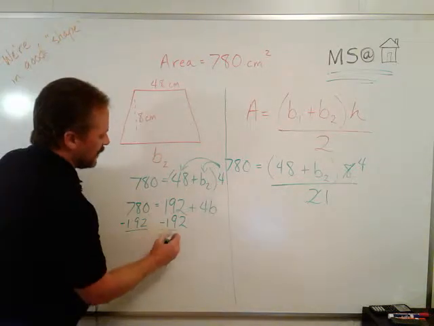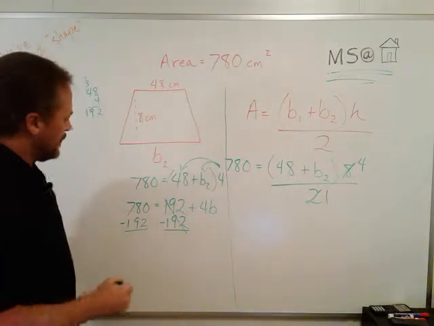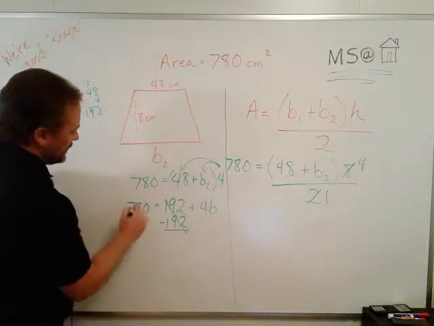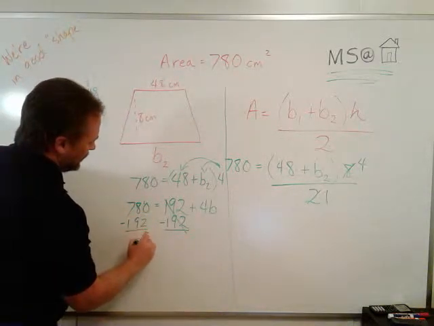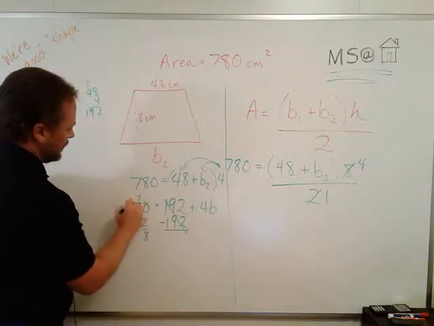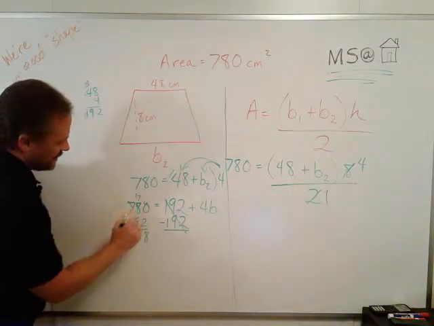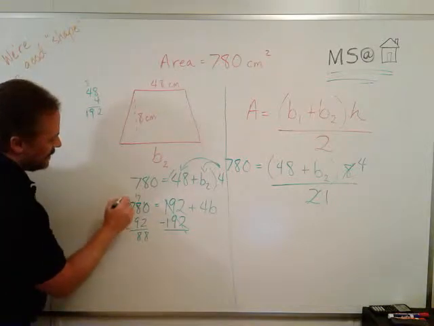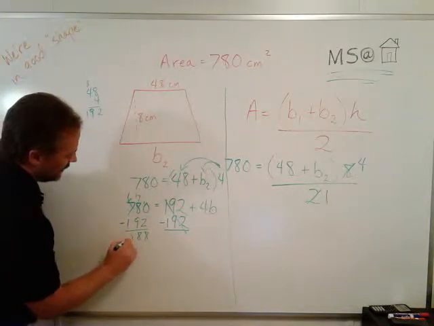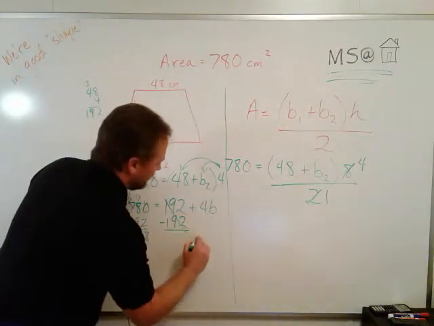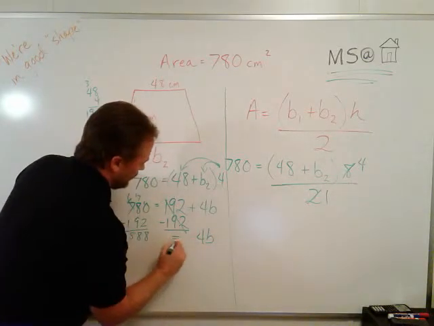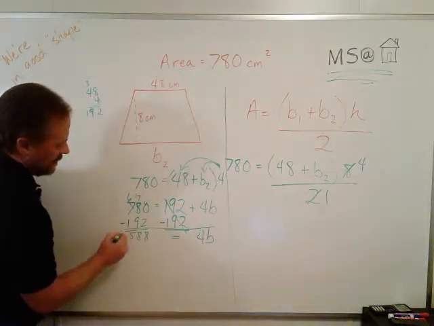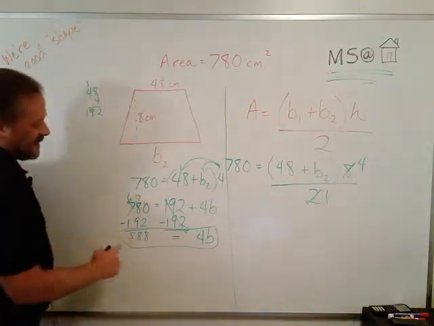Okay, so this goes away because it's 0. This is just simple subtraction. That gives me 10 minus 2 is 8. I need to borrow 1 from here. 17 minus 9 is 8. And 6 minus 1 is 5. And then over here I still have 4b. So I now have 4b equals 588.